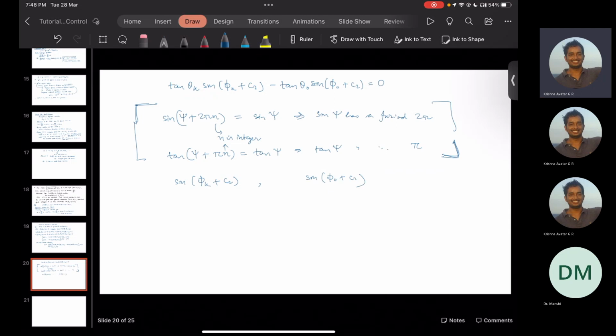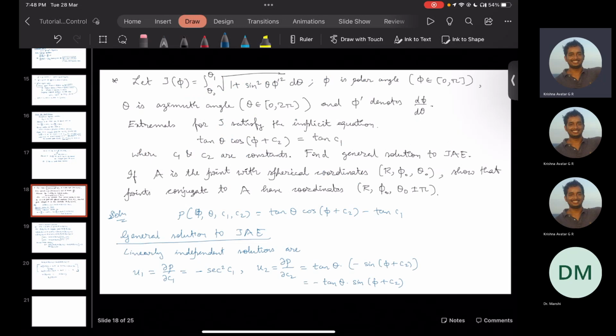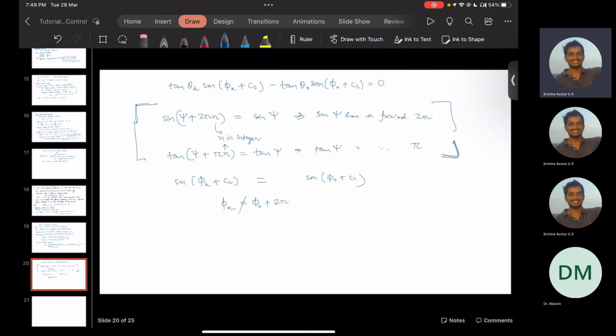Now you see that phi kappa is equal to phi naught plus 2 pi. Is it possible? No. Why? If you want these two terms to be equal, then is this feasible? No, right? Because phi is the polar angle, and what did I say about polar angle? That it can lie only between 0 and pi, including both the ends. So this is not possible.